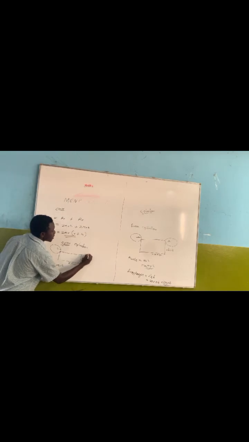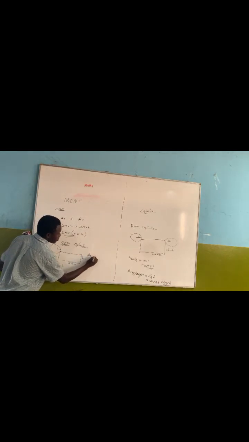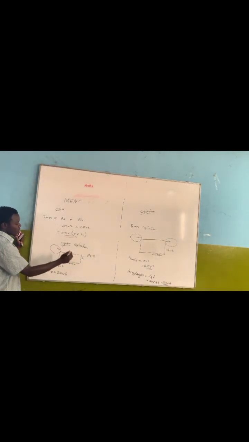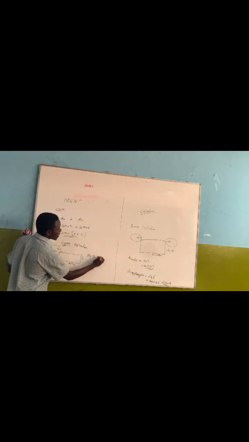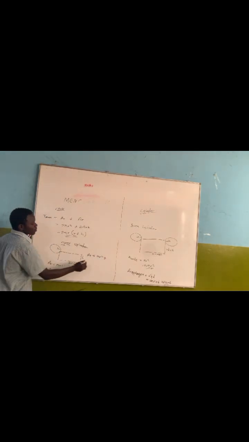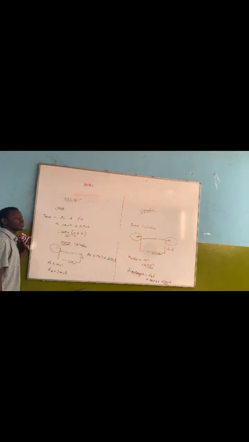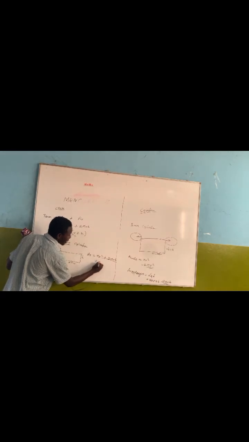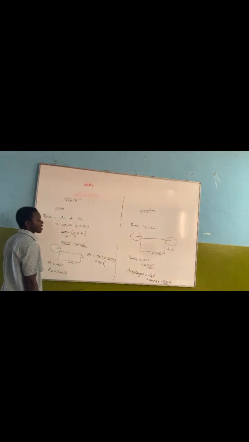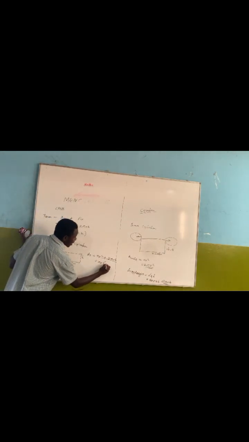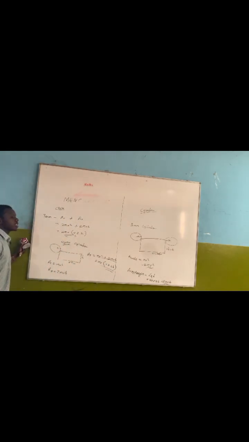So the total area for this open cylinder is just pi r squared plus 2 pi r h. This gives us the total area of the cylinder. Since pi r is common, I can factorize pi r, which gives us r plus 2h. So this is the area of an open cylinder, okay?